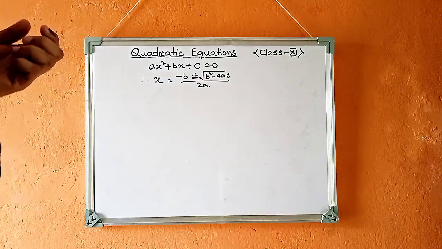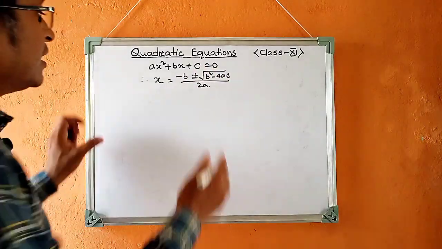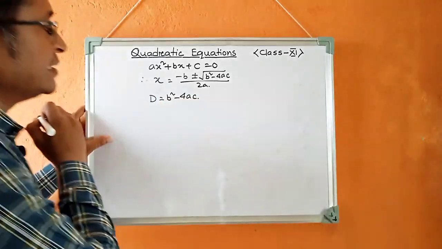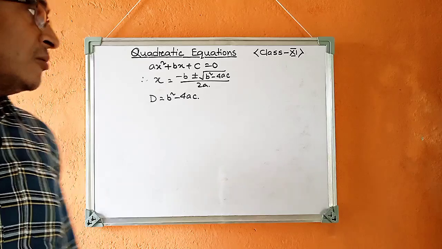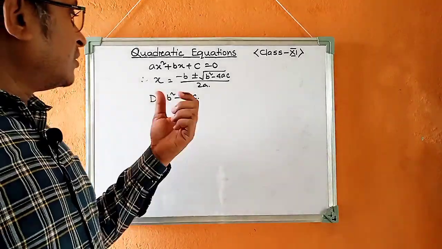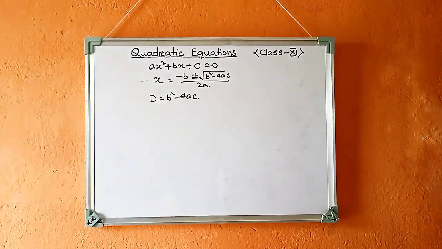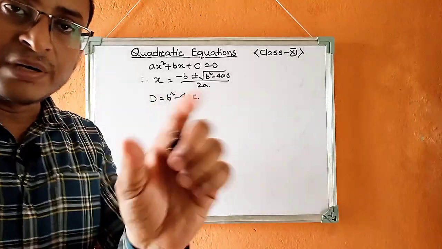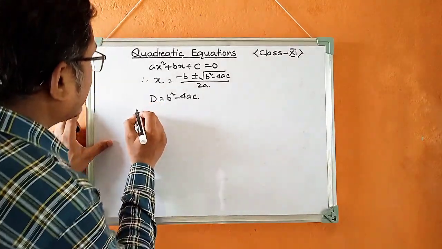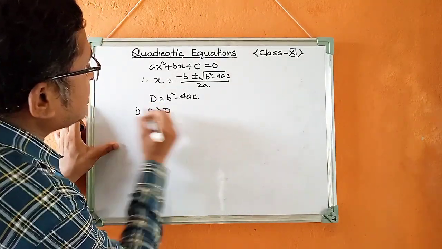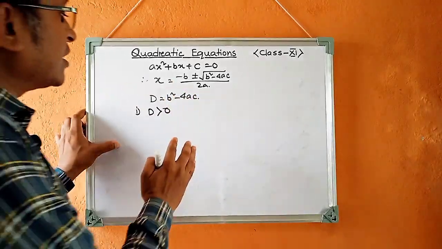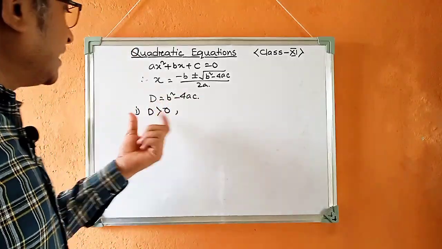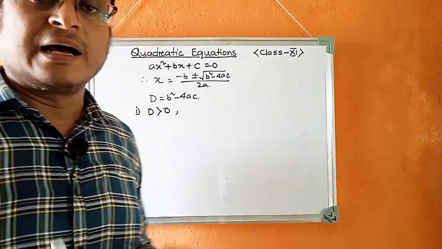Now look at this, b square minus 4ac is called the discriminant. In short we write capital D. Now what is its function? Without solving any equation, we can tell the nature of the roots of that equation using the discriminant. See, number one, if the discriminant is greater than 0, that means the value of b square minus 4ac is greater than 0, we get two real and unequal roots.